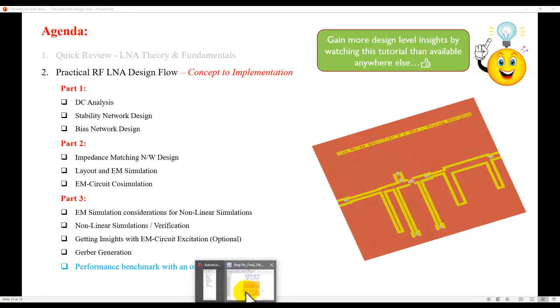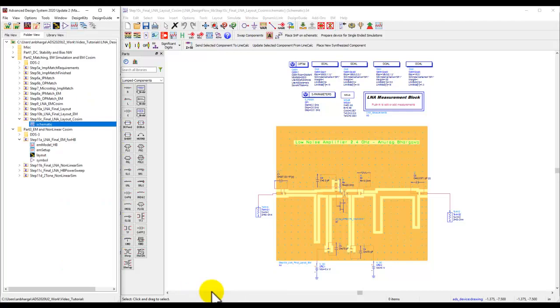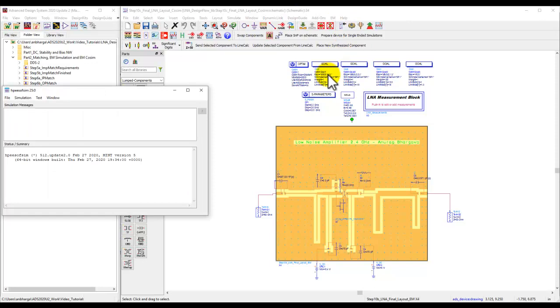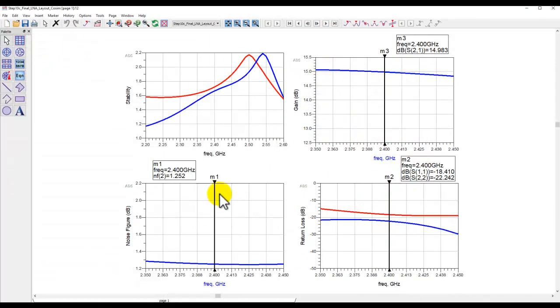All right, so just to quickly summarize what we did in the part 2 video, just in case you took a longer break. We finished our LNA design and a complete linear characterization using the EM co-simulation feature. And we ran this analysis and fine-tuned all the performance and made sure we have all the specifications met for all the linear operation.